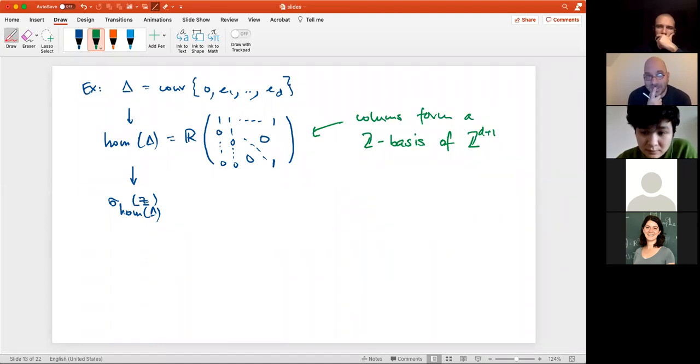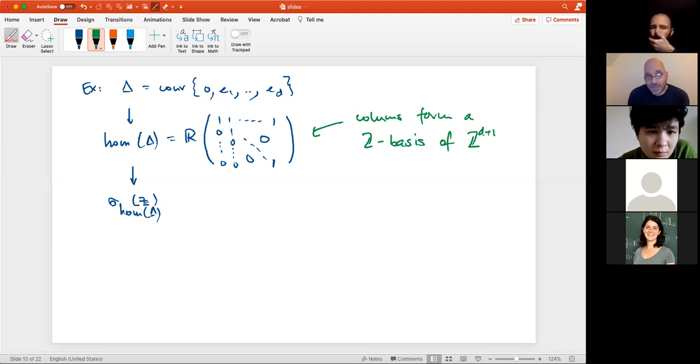This usually doesn't happen. If you have a d plus 1 dimensional cone with d plus 1 generators, and those vectors are linearly independent, they will form a basis of R to the d plus 1. But in this case, I have something much better. There's a reason why the simplex is called unimodular. This has determinant 1, and so this actually forms a Z basis of the integer points, correct?